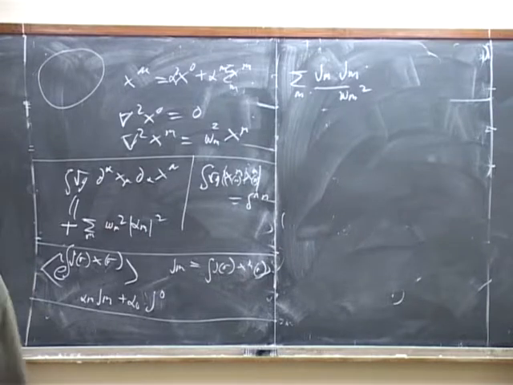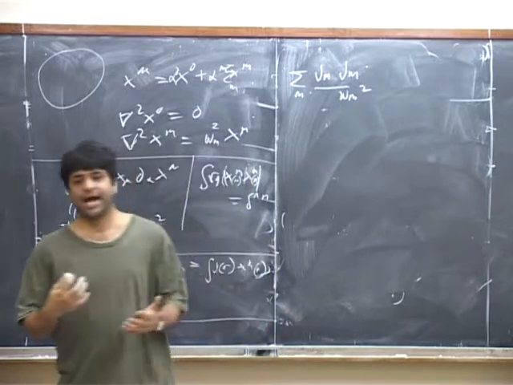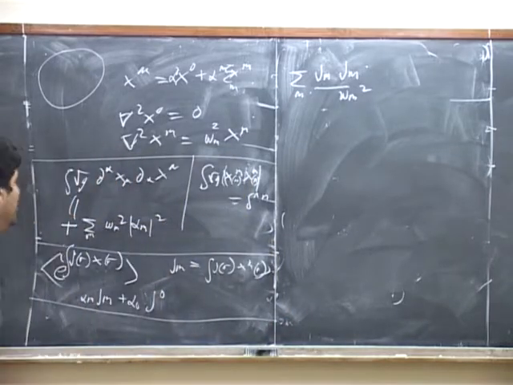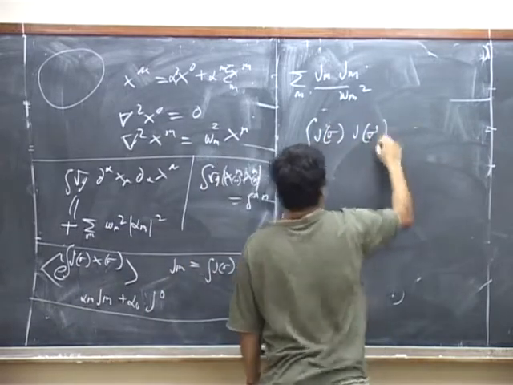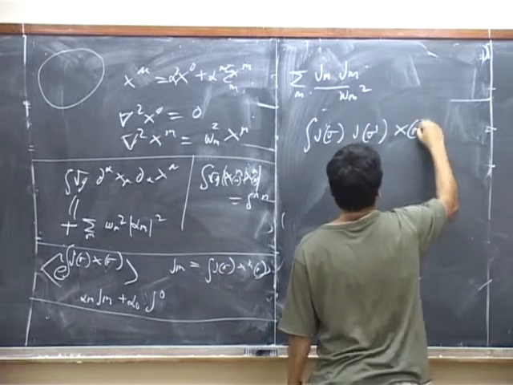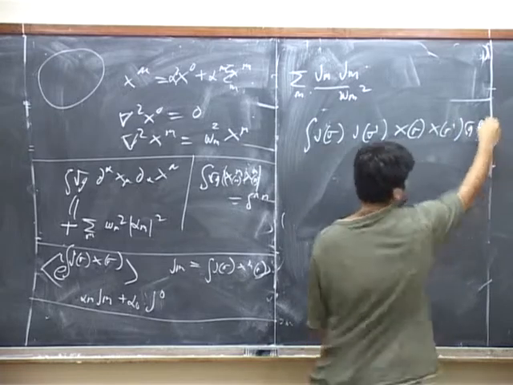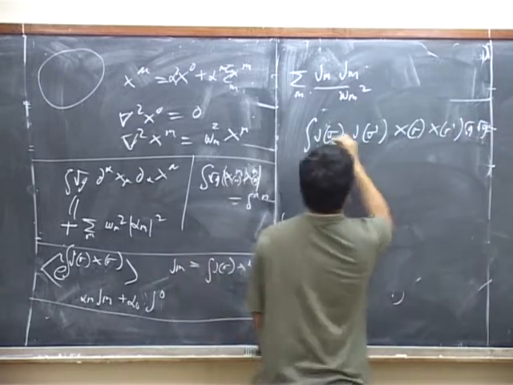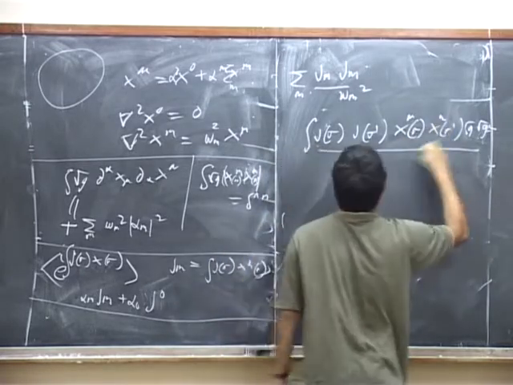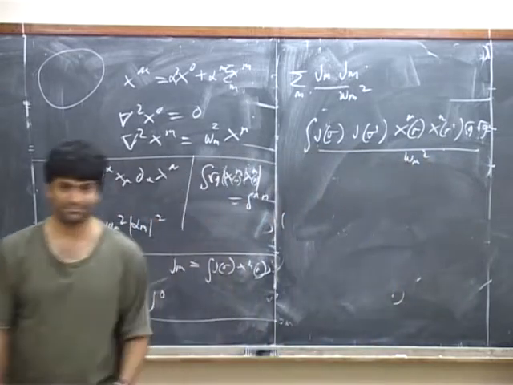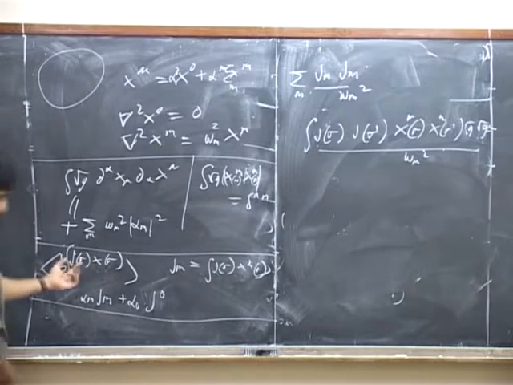And now you can rewrite, remember what J_m was. J_m was the integral of x_m with j. So you can rewrite this as the integral of j of sigma prime, x of sigma prime. There are probably some square root g's thrown into place. Okay? x_m divided by omega_m squared is what you get by completing the square.